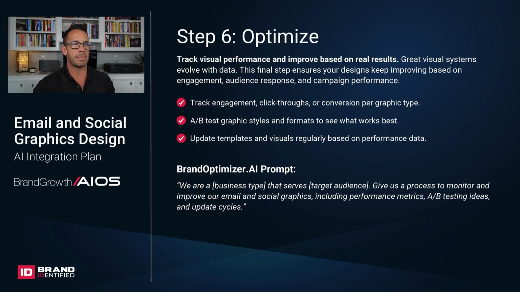And then finally, step number 6 is to optimize. This is where you track the visual performance and improve based on real results. Great visual systems evolve with data. So this final step ensures that your designs keep improving based on engagement, audience response, and the campaign performance. So track your engagement, your click-throughs, or conversions per graphic type. A/B test graphic styles and formats to see what works best, and update the templates and the visuals regularly based on that performance data.